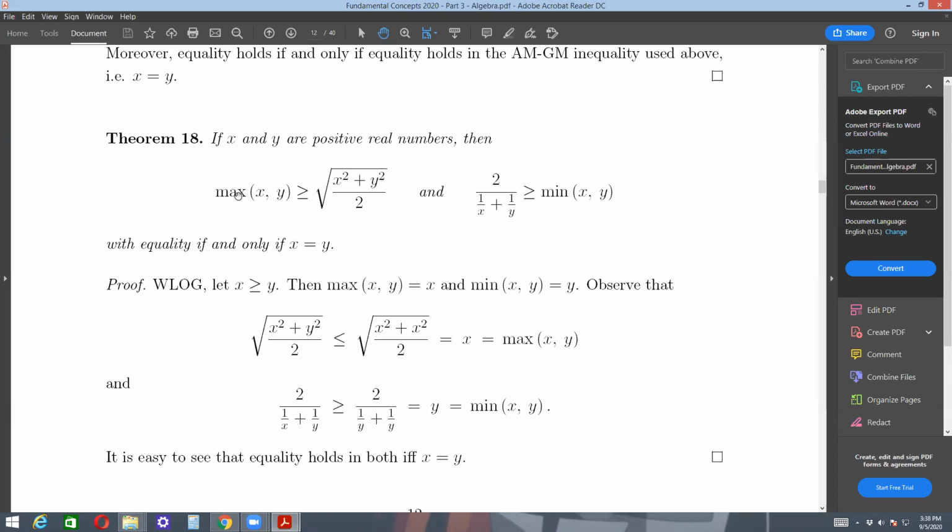Basically what we have is that if you had 2 numbers, x and y, the maximum of those 2 is greater than or equal to the quadratic mean. And the harmonic mean is greater than or equal to the minimum of the 2 of them. When we say max and min, basically what I mean is if x was greater than y, then I would take x as the maximum. And whatever y is would be the minimum.